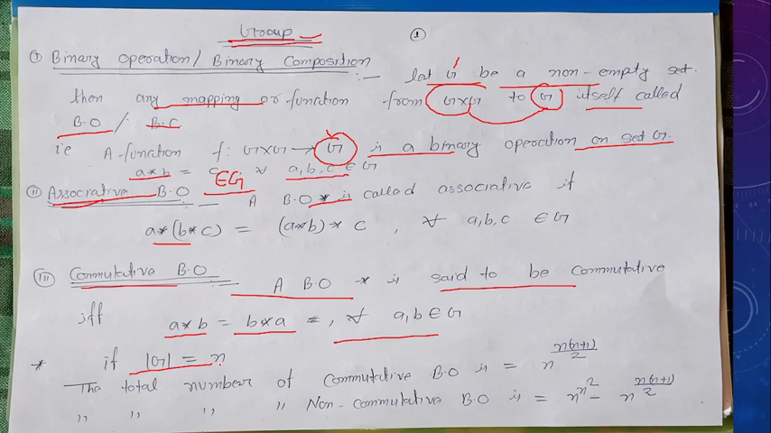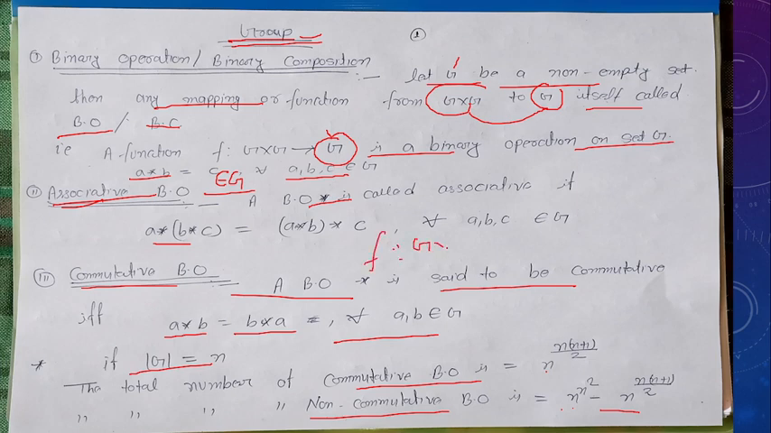And this is an important formula for the CSIR NET or GATE examination. If you have n elements in a particular set G, then the total number of commutative binary operations is n to the power n(n plus 1)/2, and the total number of non-commutative binary operations is n to the power n square minus n to the power n(n plus 1)/2.